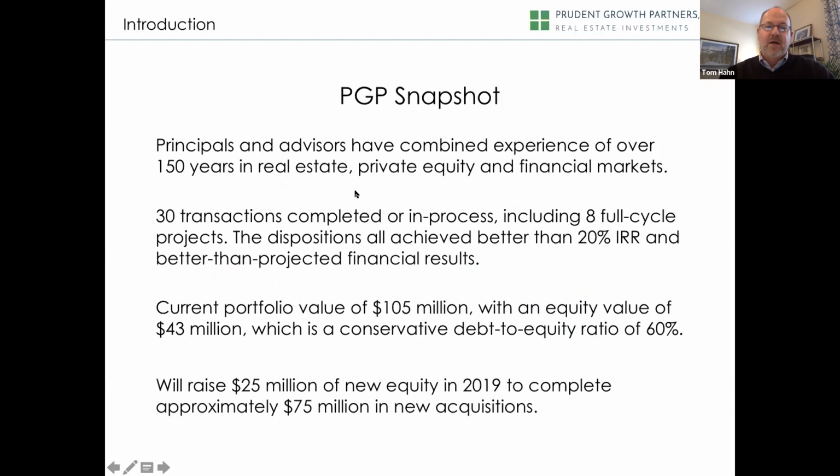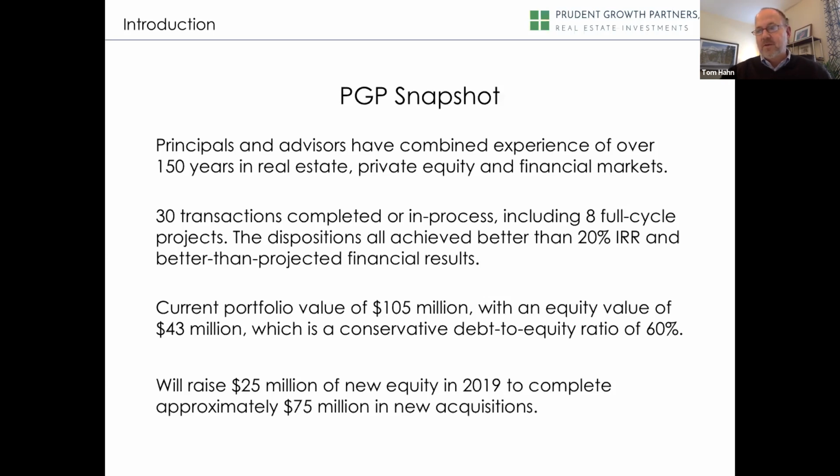As a quick snapshot, our principals and advisors have combined experience of over 150 years in real estate, private equity, and financial markets, capital markets. So we're very comfortable in the worlds of debt and finance and contract negotiation. Since our formation in 2015 as an entity, we've completed 30 transactions, which includes 8 full cycle projects.